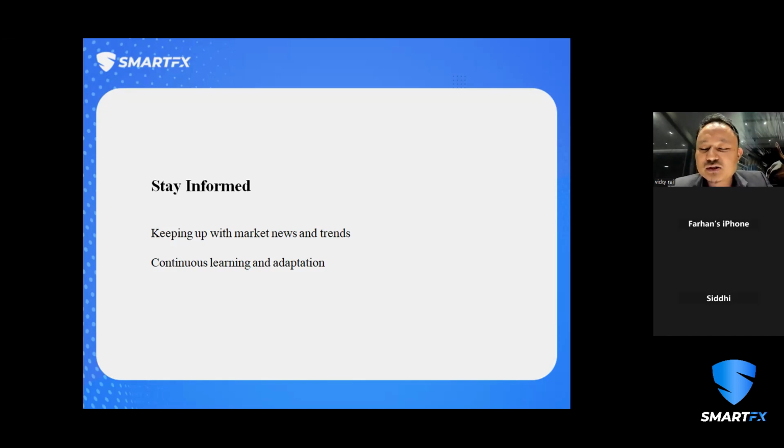Okay, they have this facility. This is the reason they act much quicker than us, because they have access to the latest news, latest trends. So that's the reason they are successful.